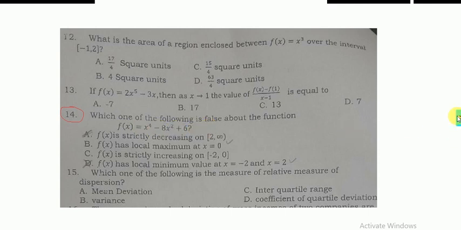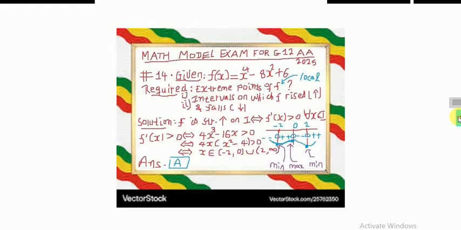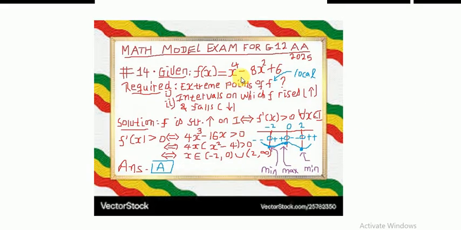Answering this question requires using calculus or the derivative. We are given the function x raised to 4 minus 8x squared plus 6. We are asked its local extreme points, that means where it has local maximum and local minimum points, at which it has minimum and maximum.